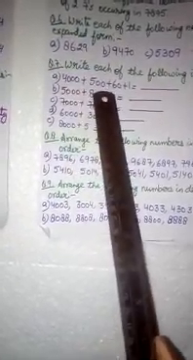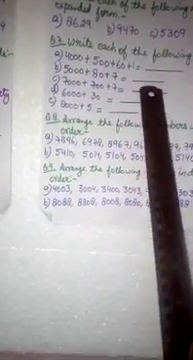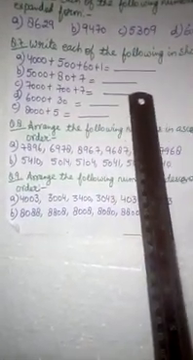4000 plus 500 plus 60 plus 1 means 4561. B. 5000 plus 80 plus 7 will give you 5087 because at hundreds place there is no number. Then C. 7000 plus 700 plus 7. So 7707 because in this there is no digit at tens place.